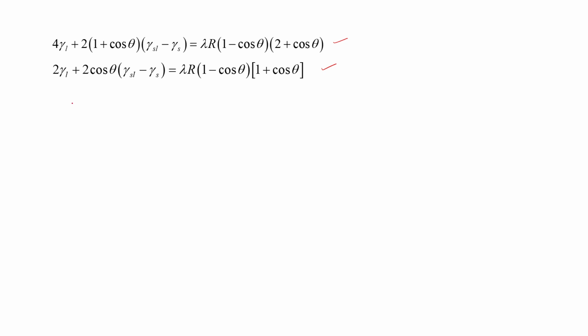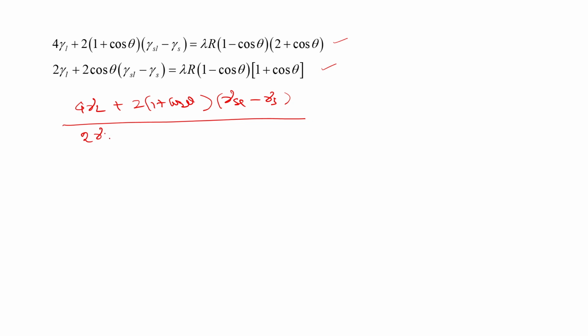So, here you see I can write it like this: 4 gamma L plus 2 into (1 plus cos theta) into (gamma SL minus gamma S) divided by 2 gamma L plus 2 cos theta into (gamma SL minus gamma S). So, that is equal to gamma r into (1 minus cos theta). So, this 2 term will get cancelled. I will be left with (2 plus cos theta) by (1 plus cos theta). This is simple.